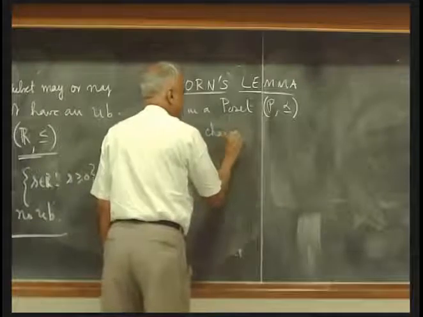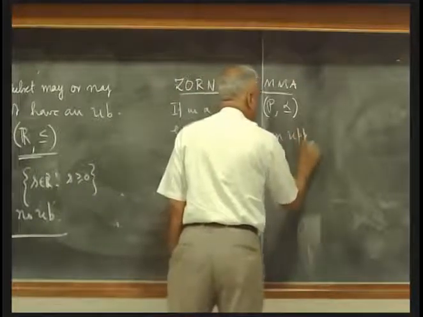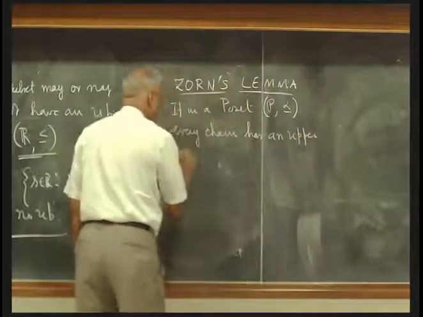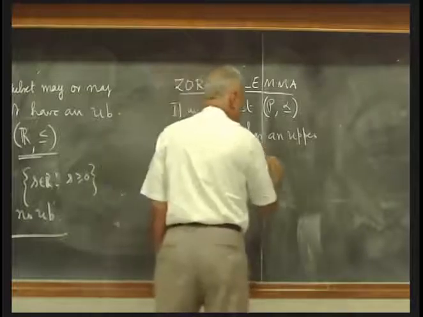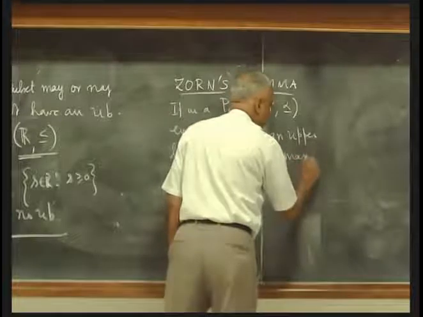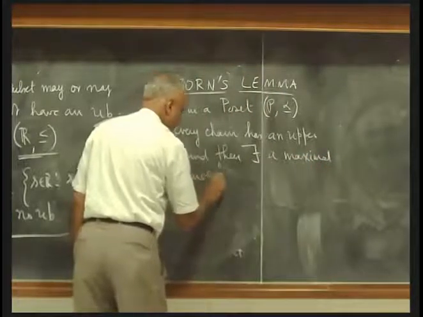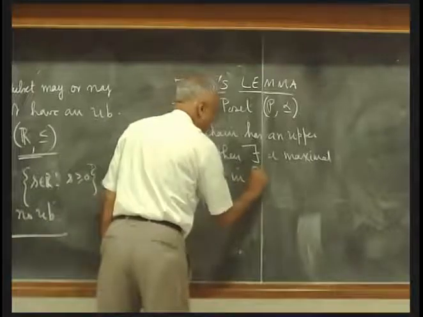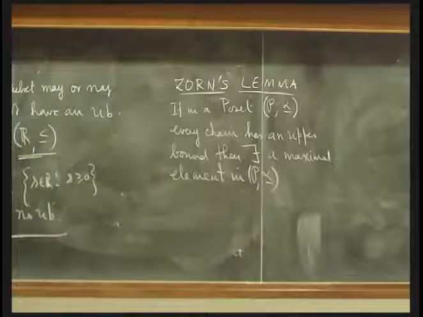Every chain has an upper bound, then there exists a maximum element. If every chain has an upper bound, then there exists a maximum.